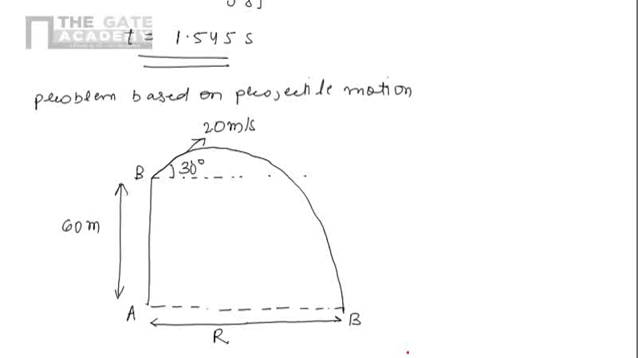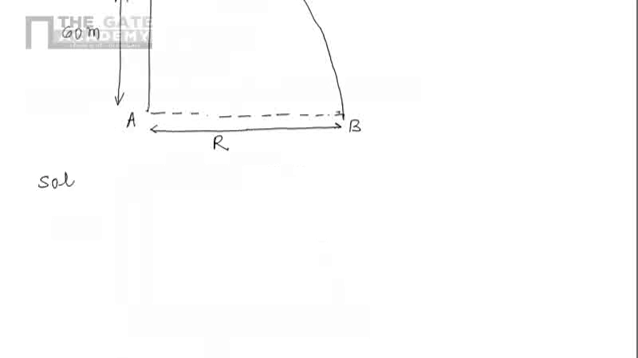I am again repeating the problem. A ball is projected from the point A, which is at the top of the tower, having the height 60 meter. The ball is projected with the velocity 20 meter per second, making an angle 30 degree with the horizontal, and this ball will touch the ground at the point B. Now we are interested in this distance R. So now see how we can solve this problem.